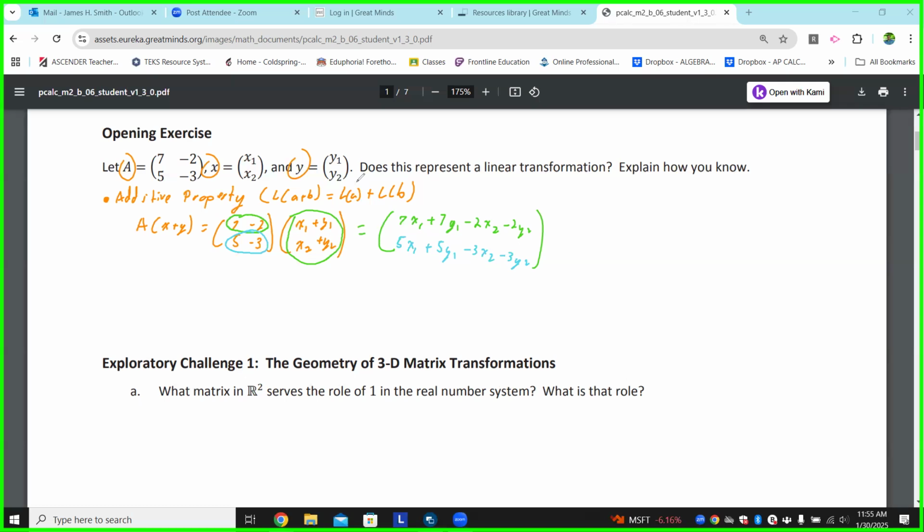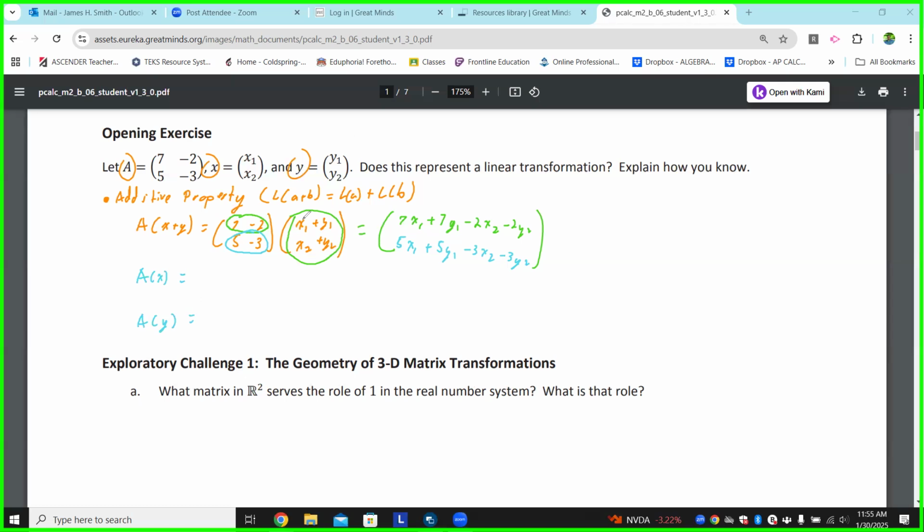Now, I don't have an L of A, so that would be represented by AX. I gotta go find out what that is. I don't have an L of B, so I have to go figure out what AY is. So I gotta go find out what these are separately so that I can add them up to see would I get something that looks like this. Again, before I go any further, how are we doing? This is the basis of today's lecture. We're gonna be doing this a whole lot. Go ahead. Yeah, we're just in the additive property. We haven't even proven the multiplicative property yet.